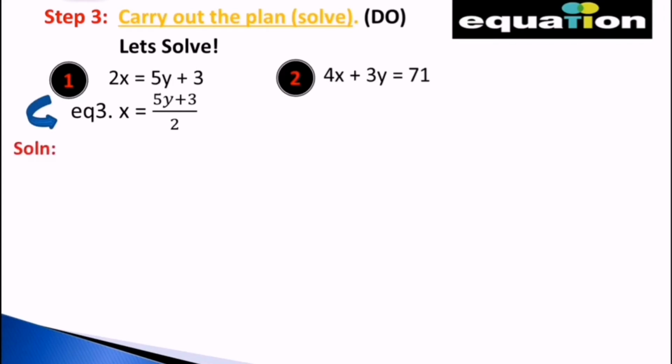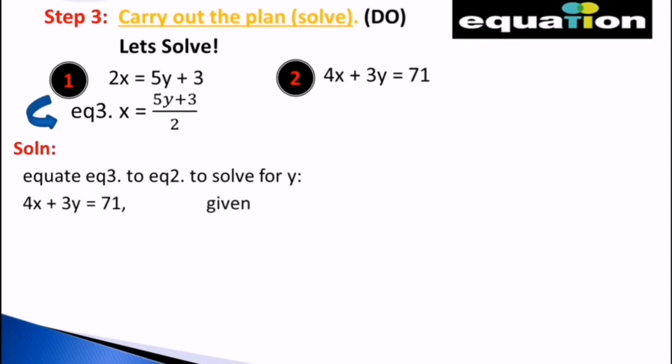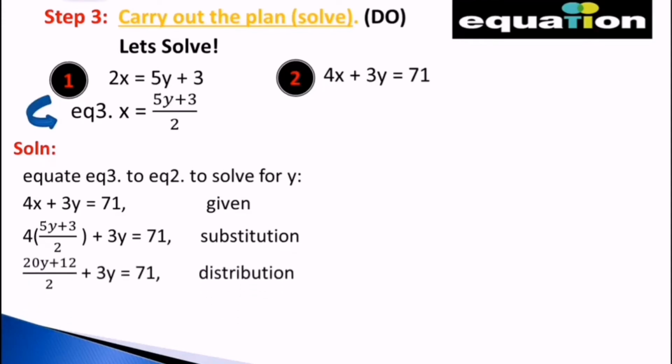It is not logical to equate equation 3 to equation 1, but rather we're going to equate equation 3 to equation 2 to solve for the value of y. So we bring down equation 2 as part of the given. Then let us substitute the value of x from equation 3 for x in the given. So by substitution. Right after that, we distribute 4 to the terms inside the parentheses. We call it distribution. So 20y plus 12, and everything else retains.